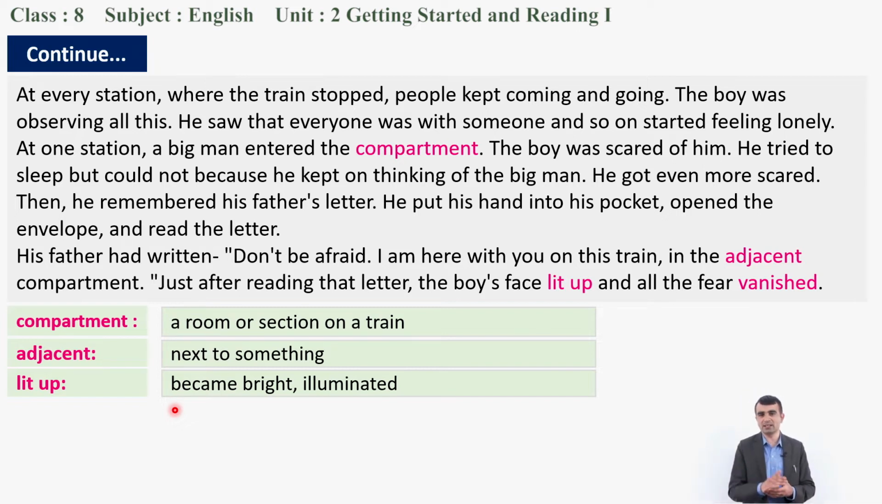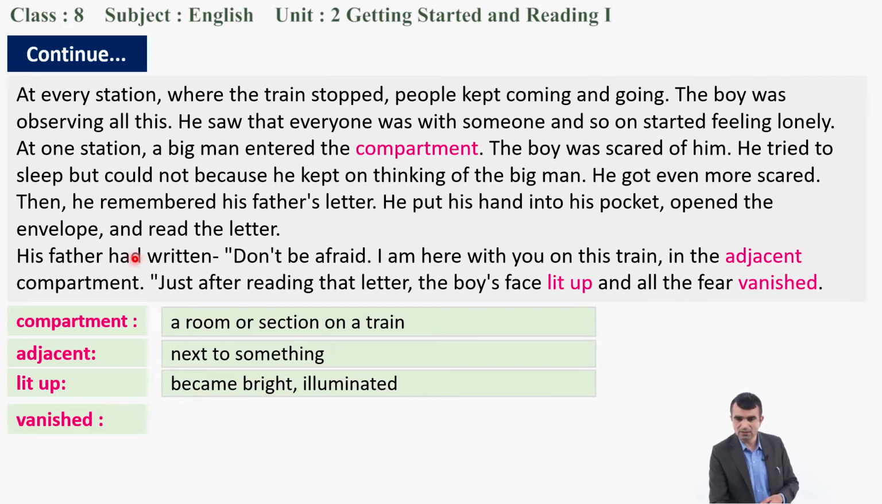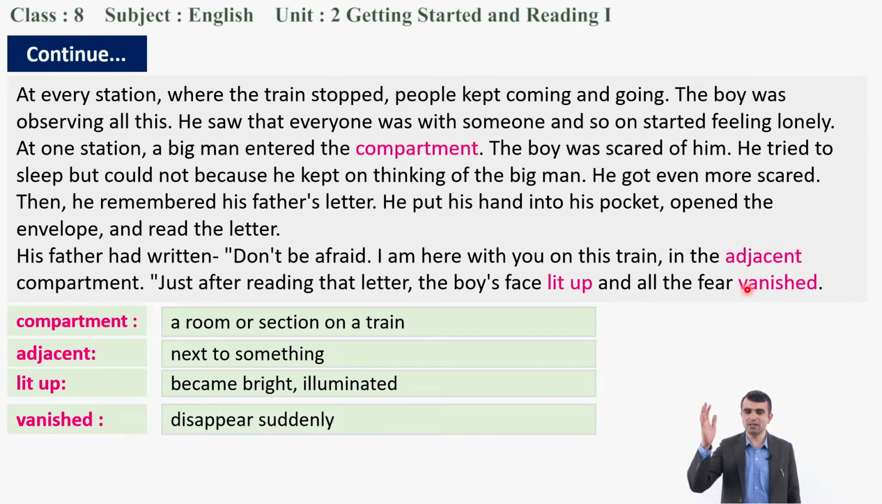And finally, the word is vanished. What does it mean? See here, the boy was scared, wasn't he? Yes, he was afraid of the big man. Now, just after reading that letter, the boy's face lit up and all the fear vanished. It means disappeared suddenly. Disappear is in present tense, and in the past you can say disappeared suddenly, that is vanished.